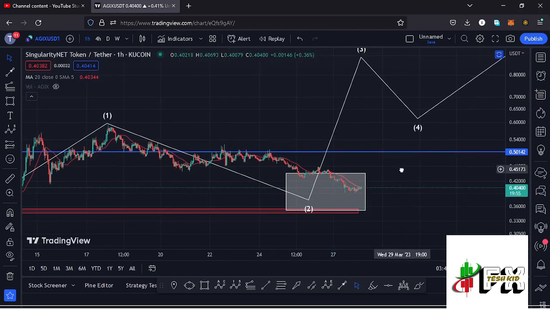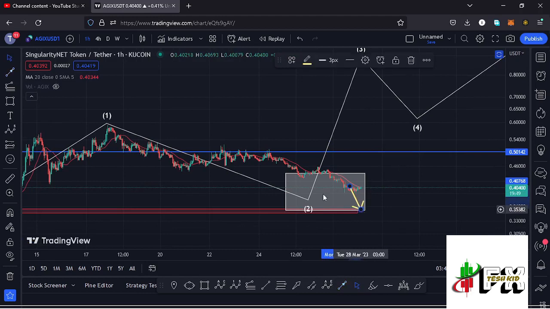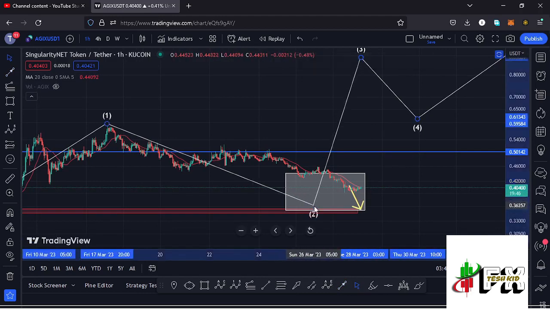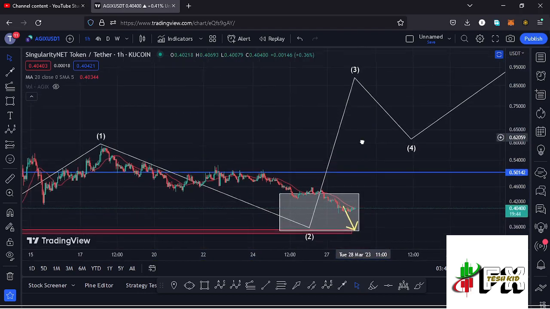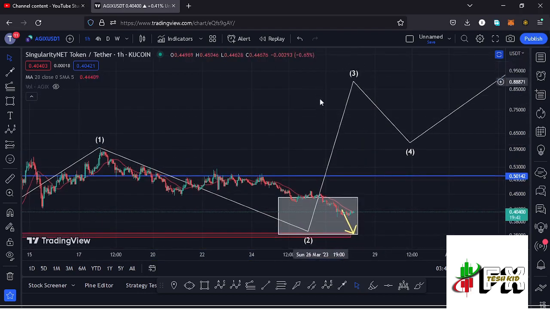And as long as we are holding within this white target area, then I think there is no reason for panic, because that will still be a corrective structure in the formation of this wave 2 before we can start our impulsive wave to the upside in the formation of this wave 3. And that is what I'm expecting here on the short-term scenarios.